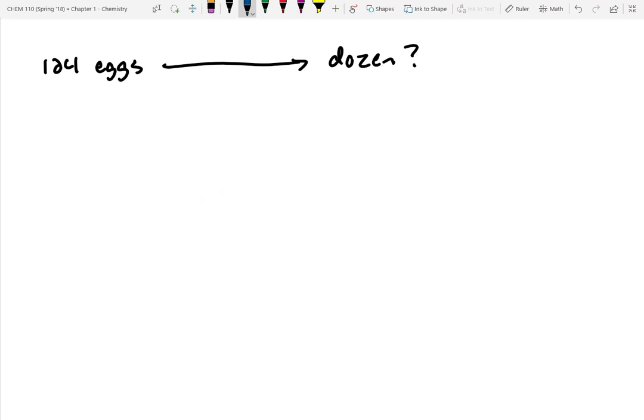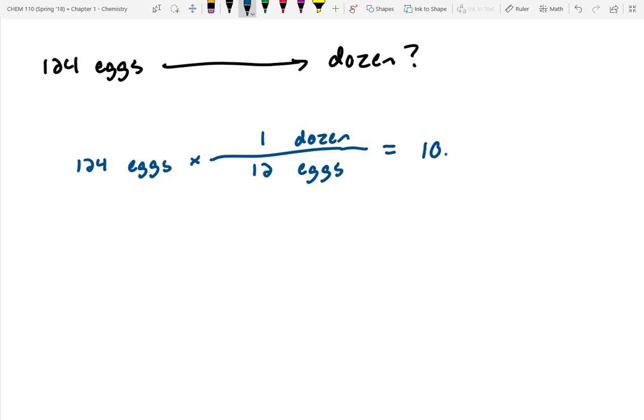All right, let's do this as a group. We're going to start out with what we know. We know we've got 124 eggs. We need to then multiply it by a conversion factor. Do we want dozen on the top or the bottom this time? Top. Okay, so we'll say dozen up here. And we know that for every 1 dozen, there must be 12 eggs. Right, so it's going to be 124 divided by 12. That's about 10.3 dozen.